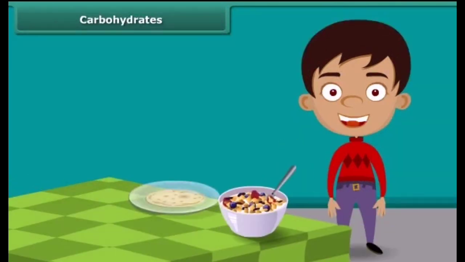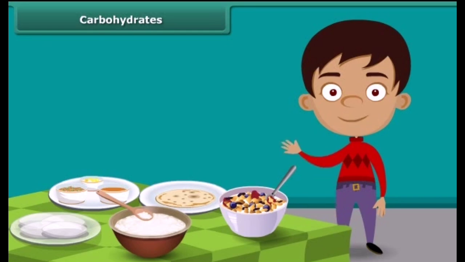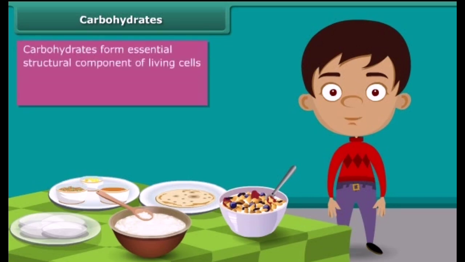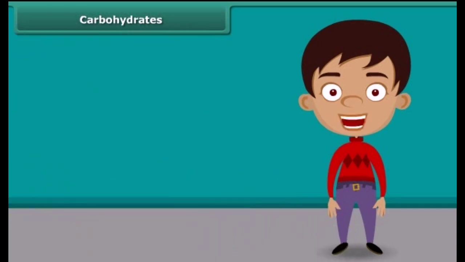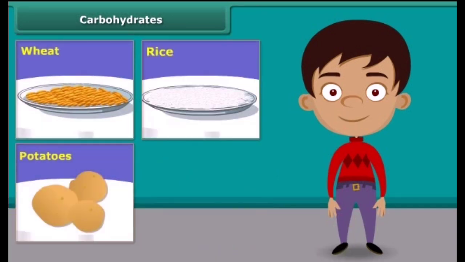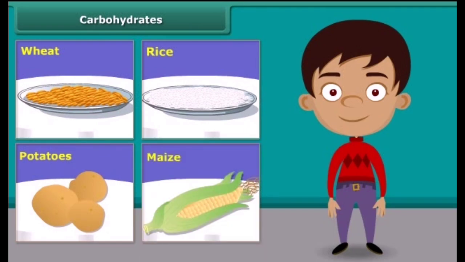Do you know this fact that each food item contains all nutrients in different amount and each nutrient plays a different role in the body? Let us know about these nutrients one by one in detail. First, carbohydrates. Carbohydrates form an essential structural component of living cells. They are the main source of energy for animals. Carbohydrates include sugars, starch, fiber, etc. They are mainly found in wheat, rice, potatoes, corn, and maize.